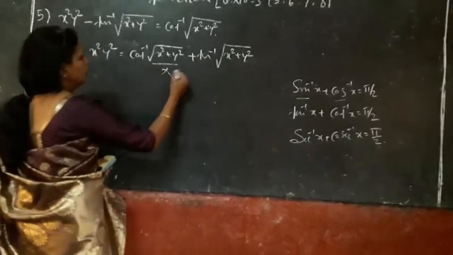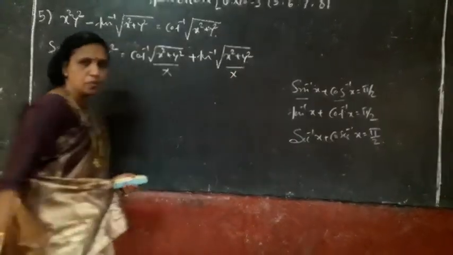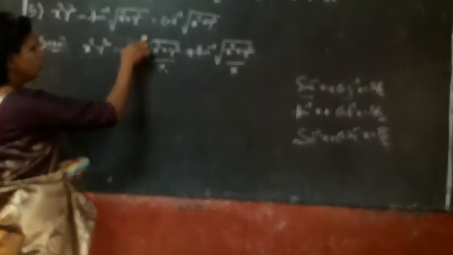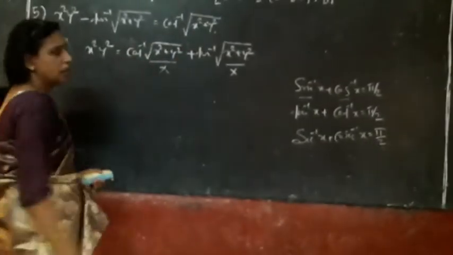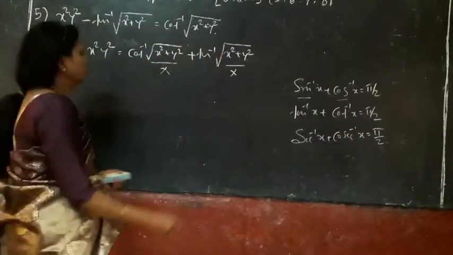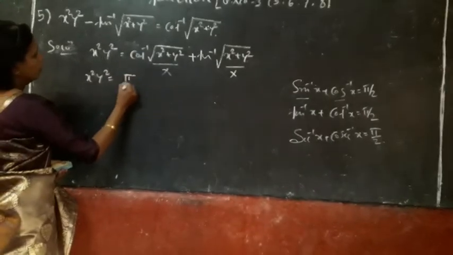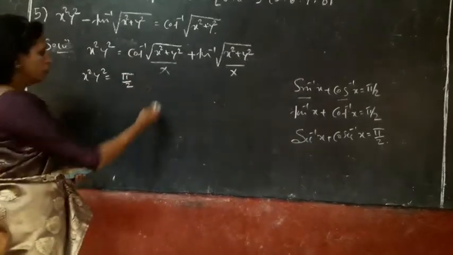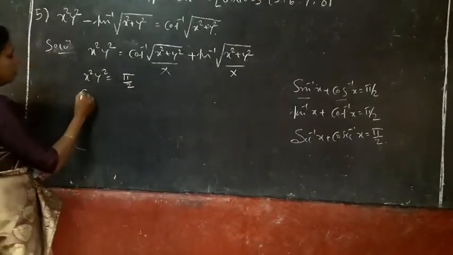Let this be capital X, let this be capital X. Now it is of the form cot inverse of X plus tan inverse of X. We can write pi upon 2. Therefore, the above example can be written as x square y square equal to pi upon 2.